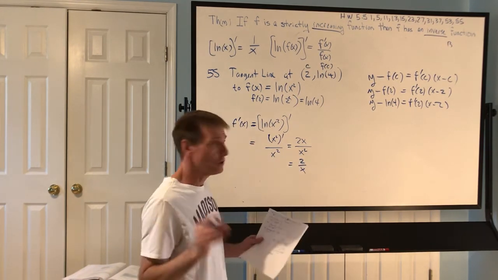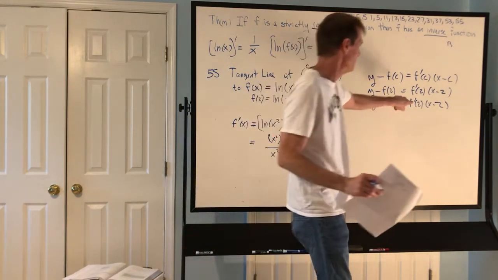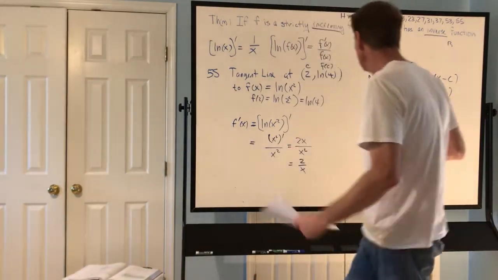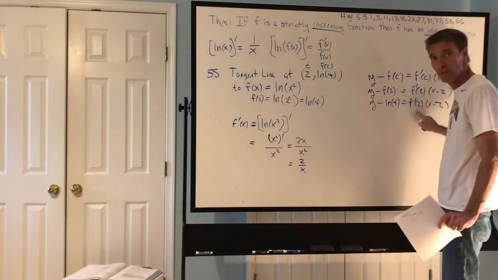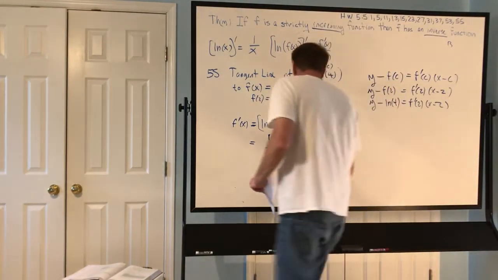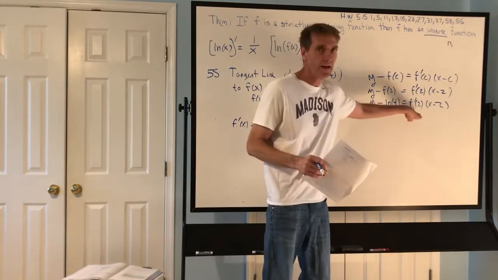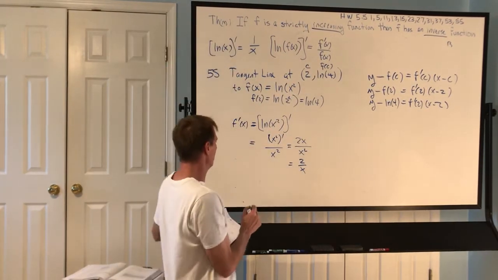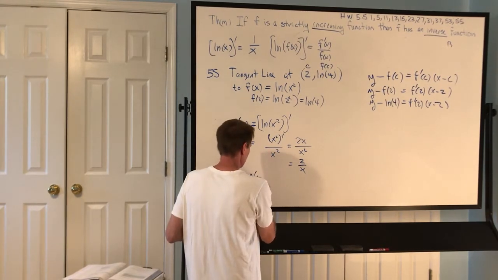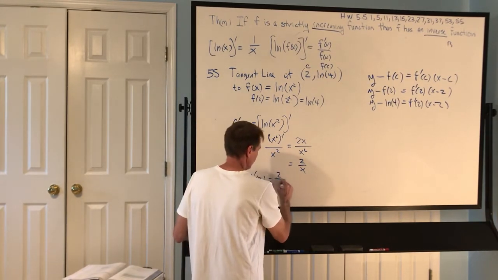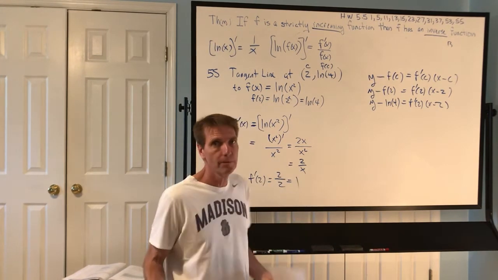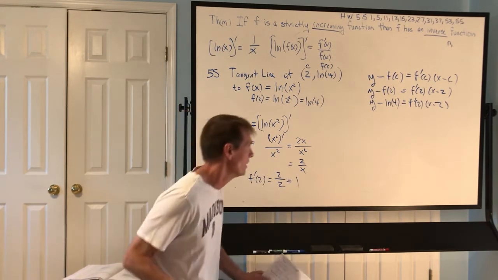So Dr. Warren, what I do is I put the 2 over x in here. No, that's not what you do. What you do is you put in f prime of 2. So you don't put this in here. It would look nothing like a line. Where you see the x, you put a 2. And lo and behold, we find out that the slope of the line is 1.